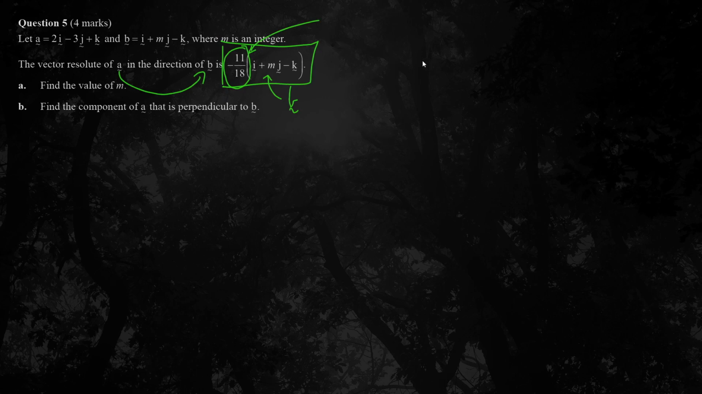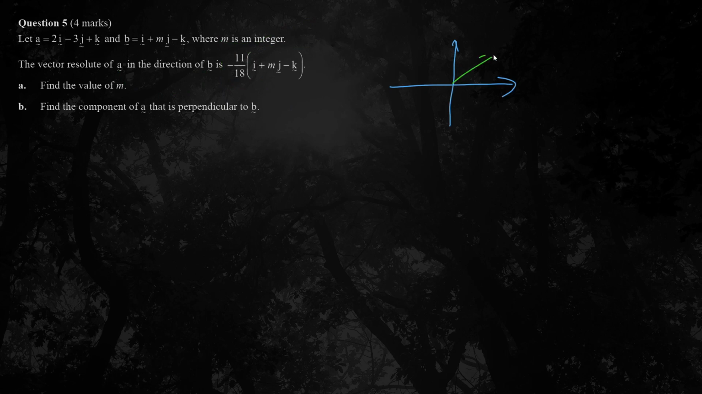Okay, so in order to visualize that, we can just draw a quick little graph. We'll just do it in 2 dimensions to get the idea. So here's B tilde, here's A. And the idea is that when we project A onto B tilde, we get this vector here, which is negative 11 over 18 times B tilde. Okay, so that's the idea. And so the first task is to find this value of M, basically this y component of the vector B.